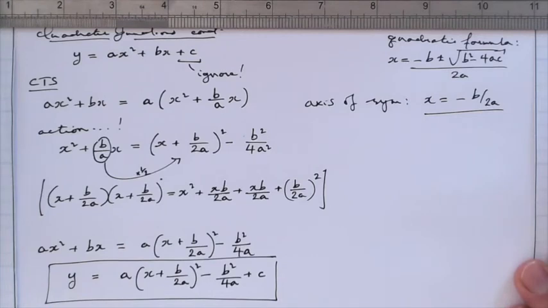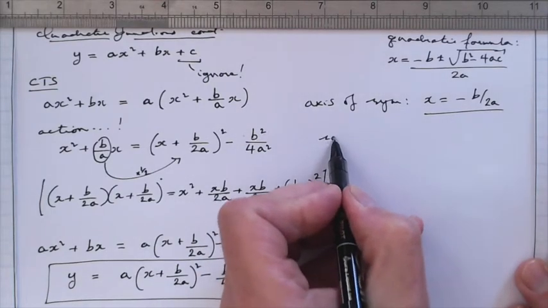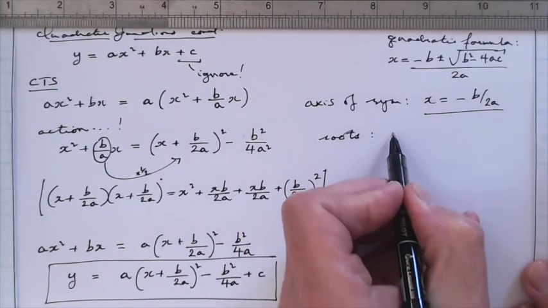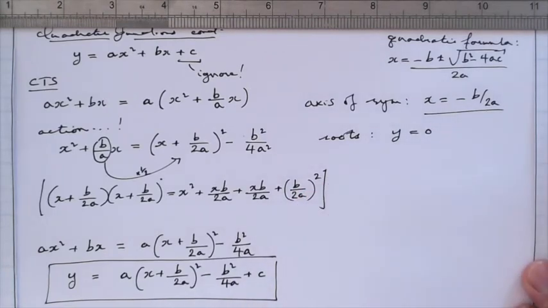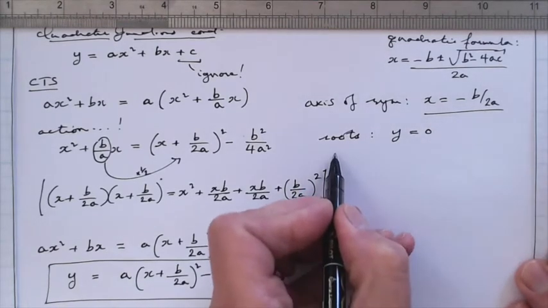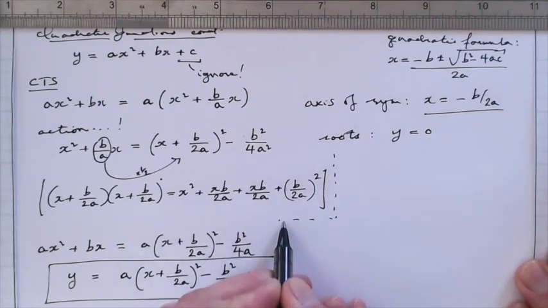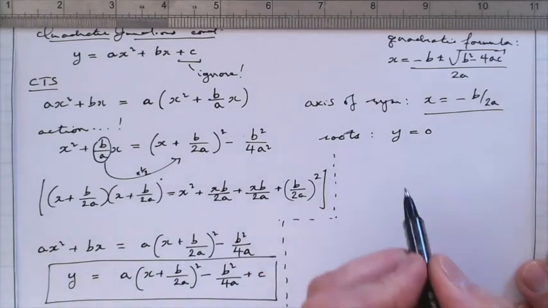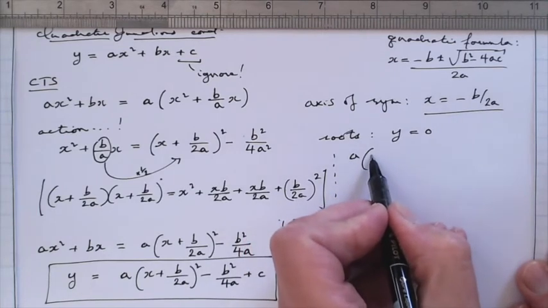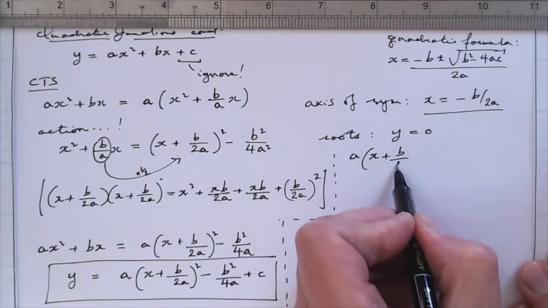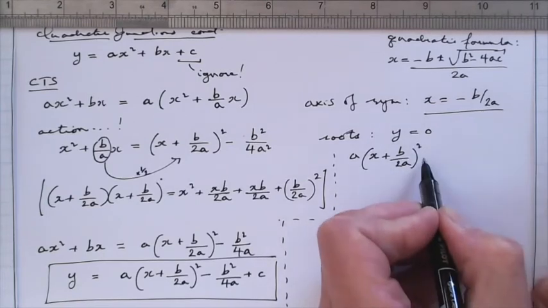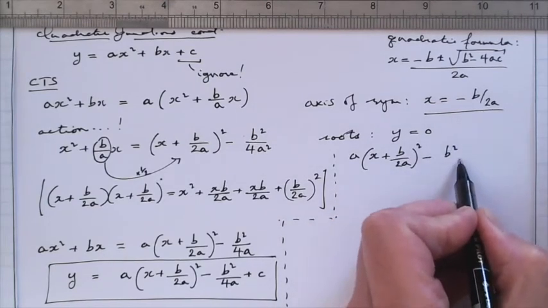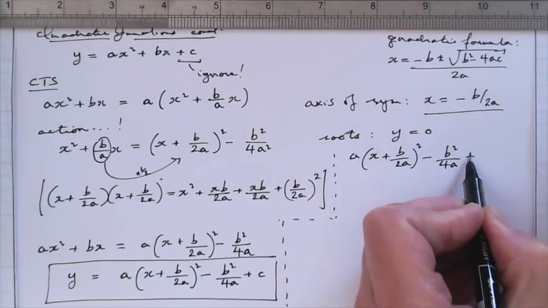But what we're after are the roots. The roots are those values of x when y equals 0. I hope I've got enough space to do this. Let me give myself a bit more territory here. So I want to set y equal to 0. So I'm going to have a times x plus b over 2a all squared minus b squared over 4a plus c is equal to 0.